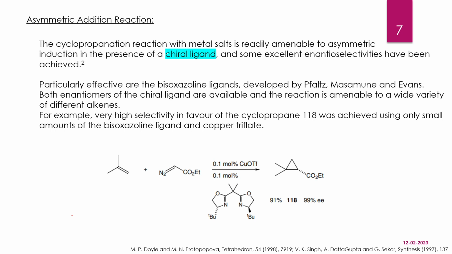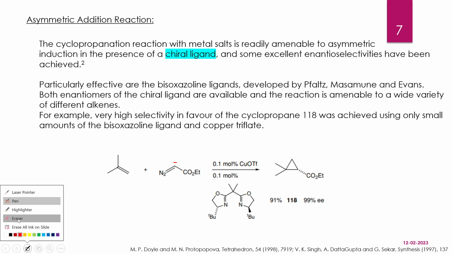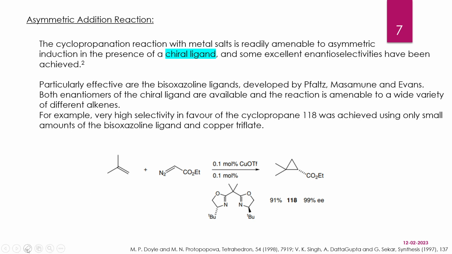So here I just gave one example of asymmetric addition reaction of carbene. Here the carbene is getting generated. This is not chiral. So how can we control the addition of the alkene to this double bond? You can see the carbene is not chiral here. After this N2 elimination, this carbene will generate, which is not at all chiral.